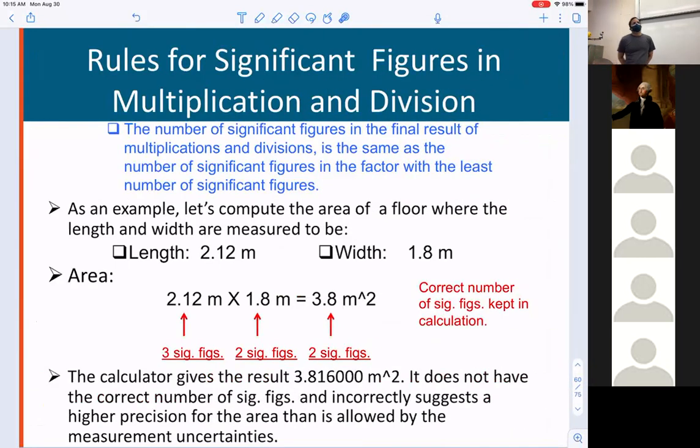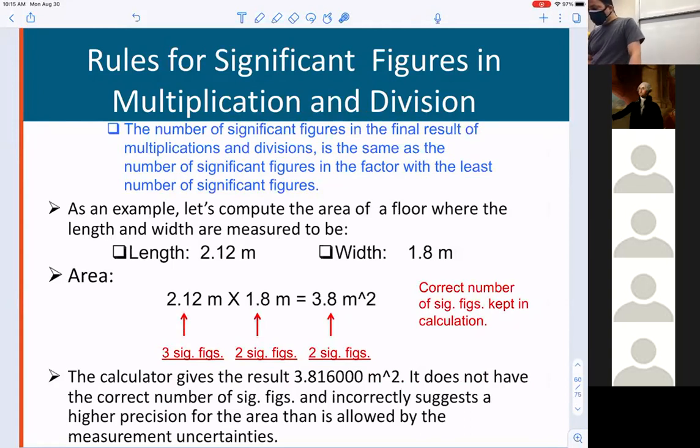Okay, so that was an exercise where there's a number, and then we're just counting how many significant figures there are. But here we will go over the rules for significant figures in multiplication and division. So for example, if I have two numbers and I want to multiply them together, then how many significant figures should I keep in my multiplication answer?